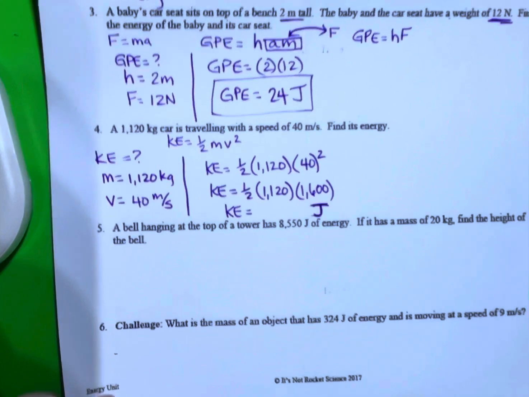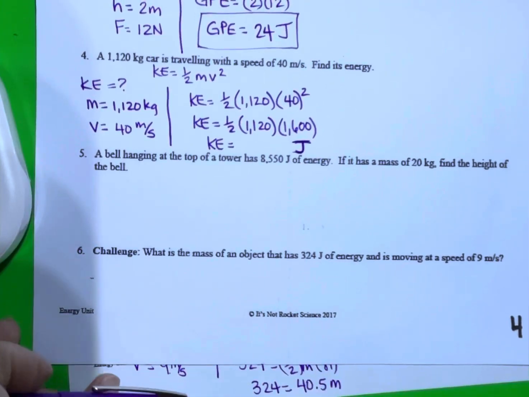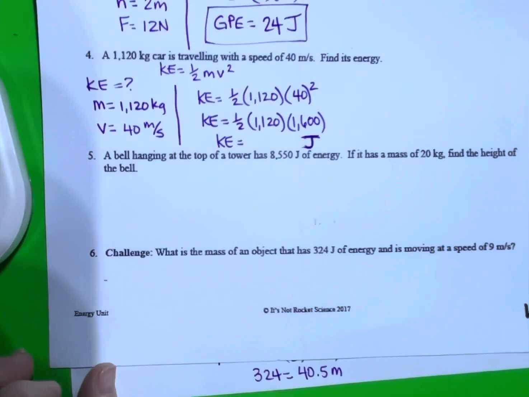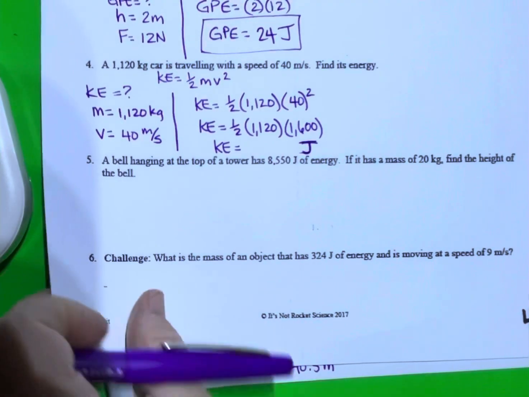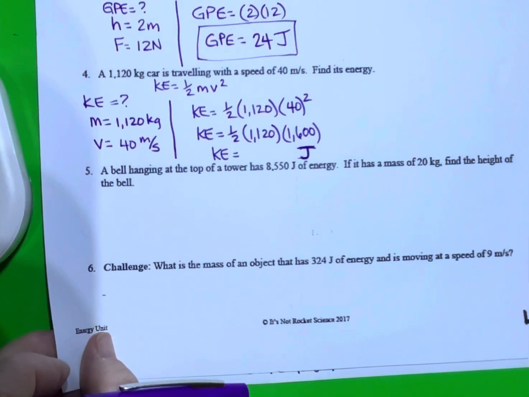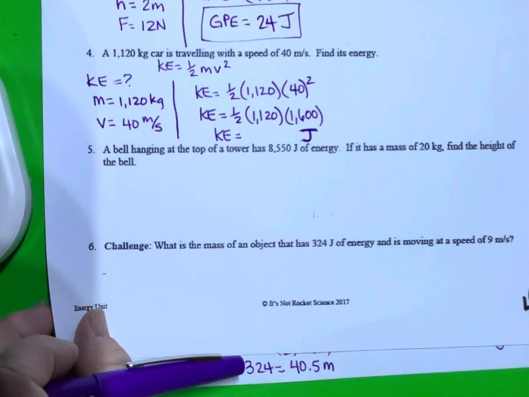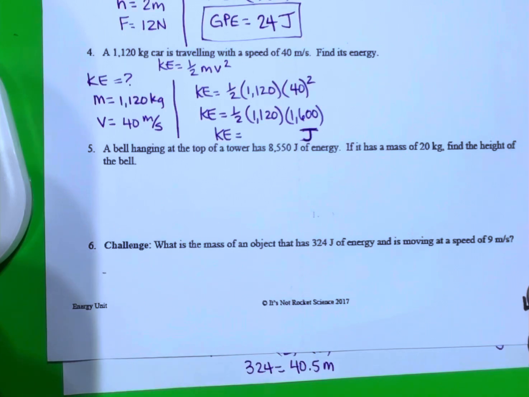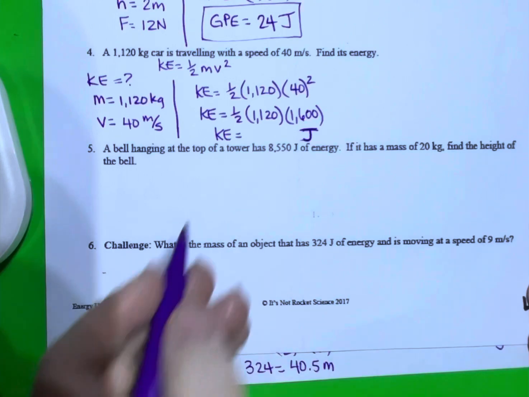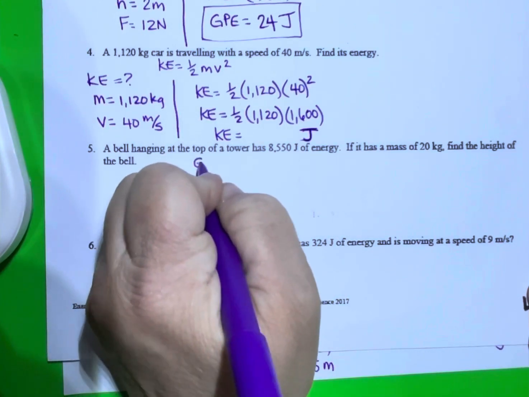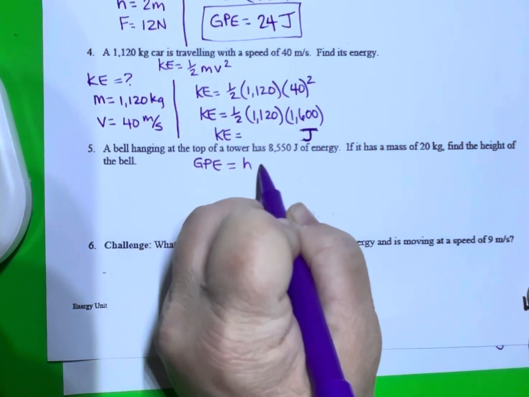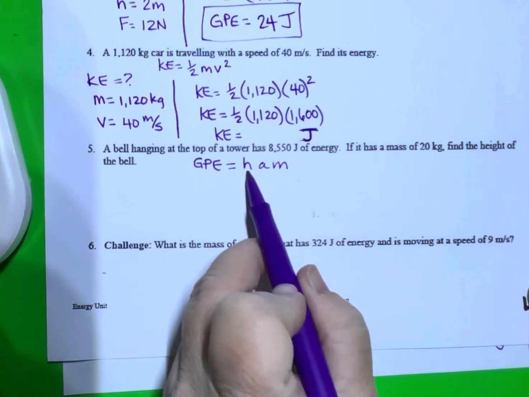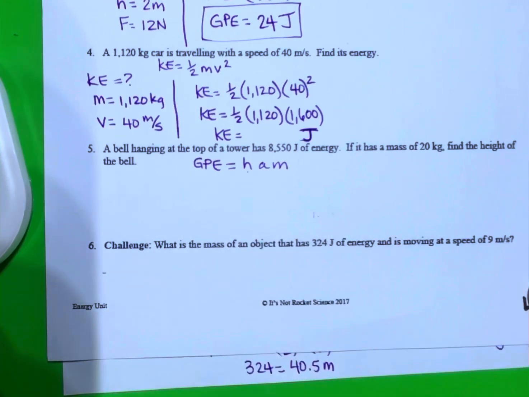Okay, so number 5, let's look at that real quick. A bell is hanging at the top of a tower. It has 8,550 joules of energy. If it has a mass of 20 kilograms, find the height. So this is one where you have to find the height. Whenever they ask you about the height, you know that has to be gravitational potential energy, because height, that's the only one that has height in it. So the formula for that is gravitational potential energy is equal to the word ham, which is the height, times acceleration due to gravity, times the mass.